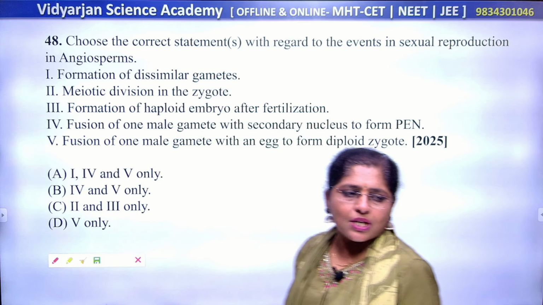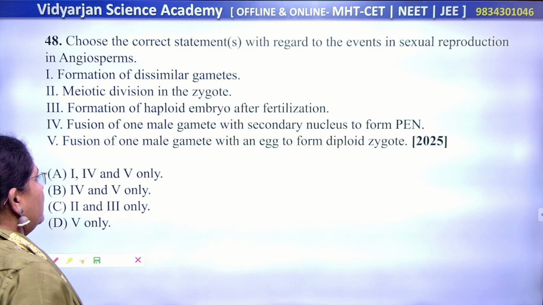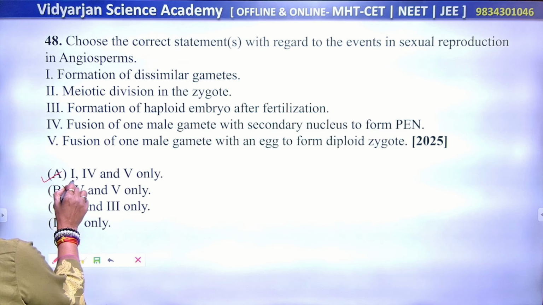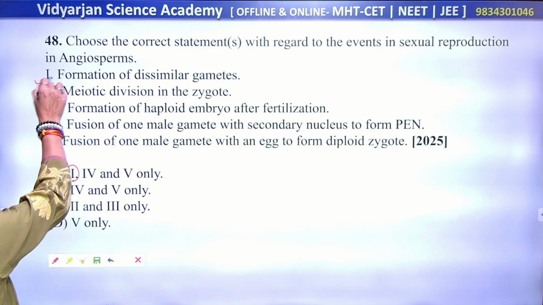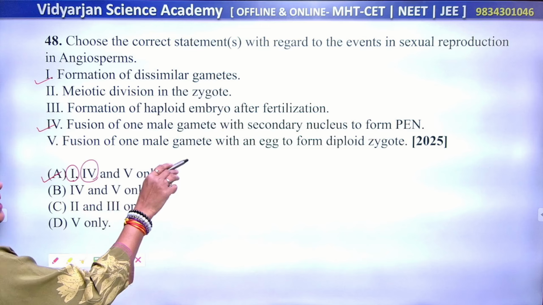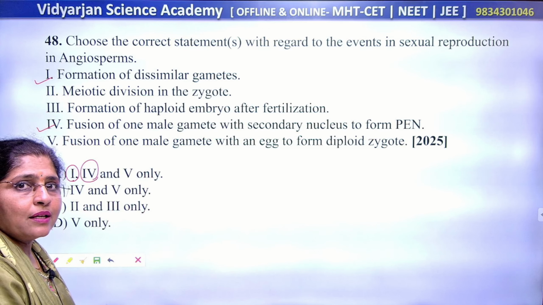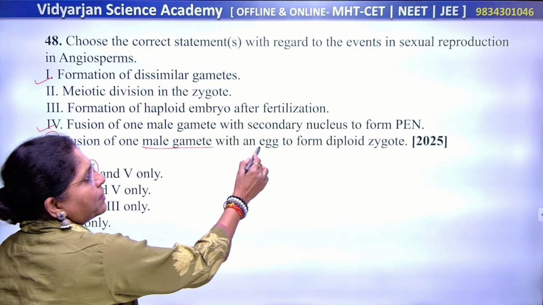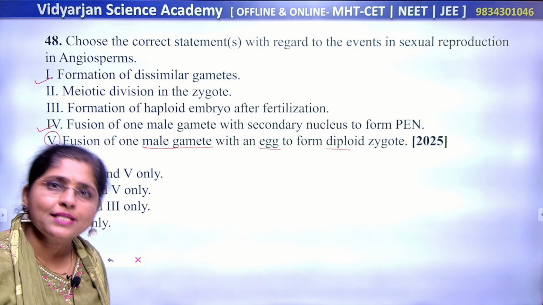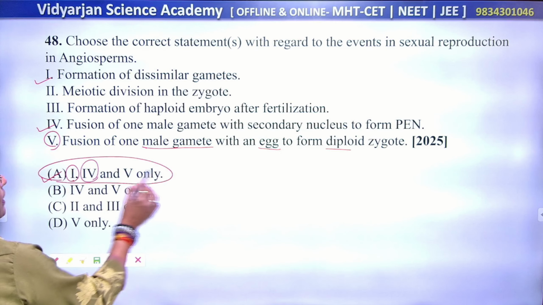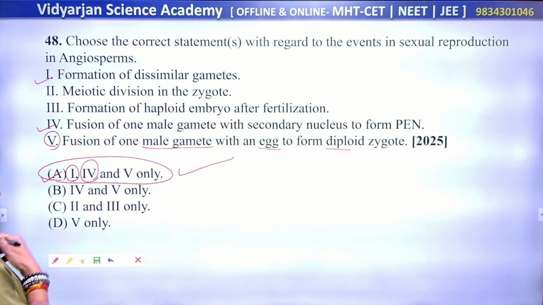So let us see which are the correct ones. Any guess? Which is the correct answer? We have the correct answer as A. Number 1 is correct here. Of course, formation of dissimilar gametes. Fourth is fusion of male gamete with secondary nucleus to form PEN. This is also true. And this is fusion of one male gamete with egg to give you the formation of diploid zygote. Very, very simple. So your answer here is A. This is the correct answer.